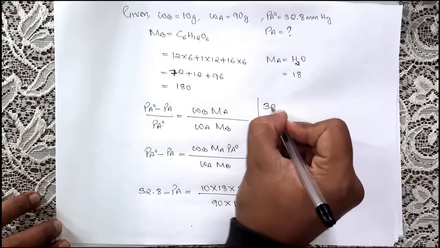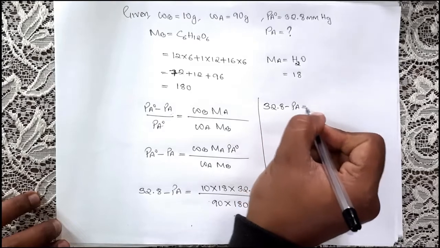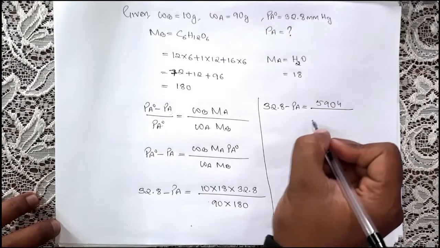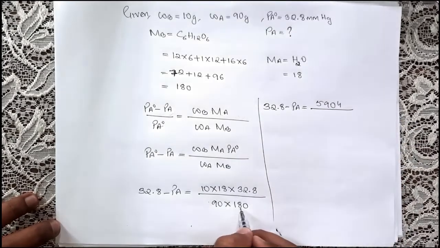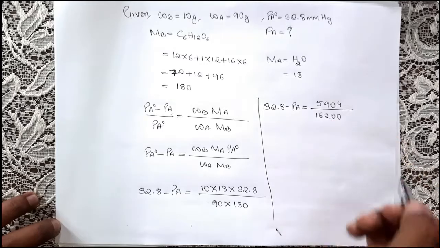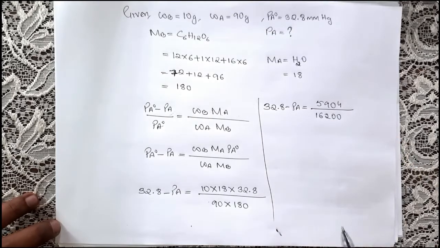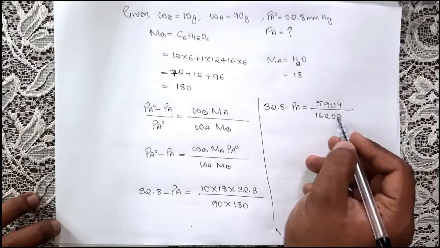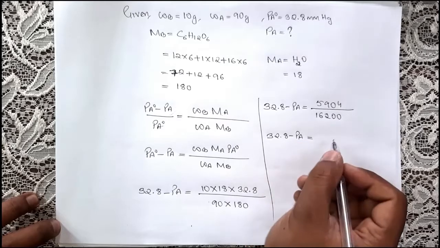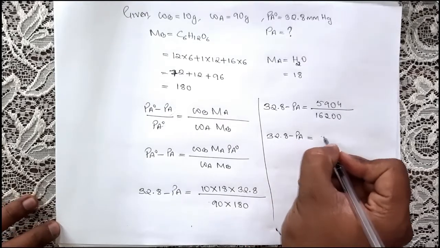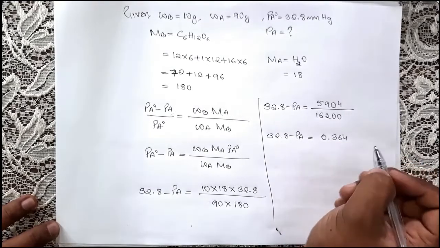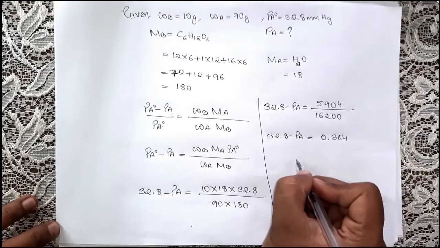So 32.8 minus PA. If I multiply these values, I get 5904, and then if I multiply these values, we'll have 16200. So now I will divide these values. First of all, 32.8 minus PA. If I divide these values, I shall have 0.364. So what will be PA?